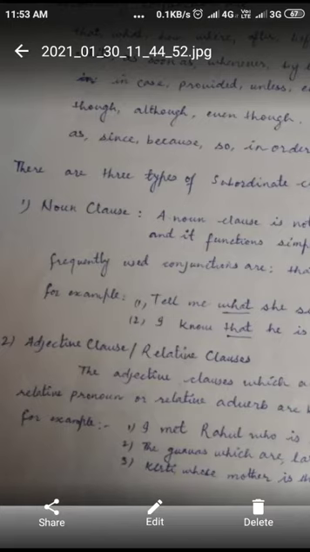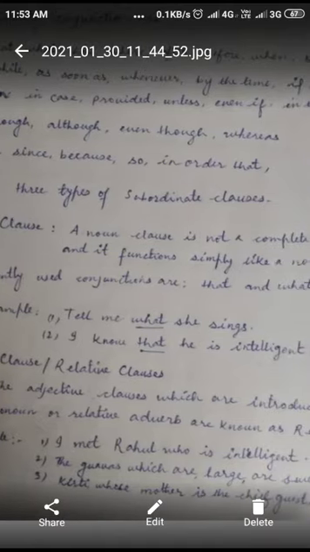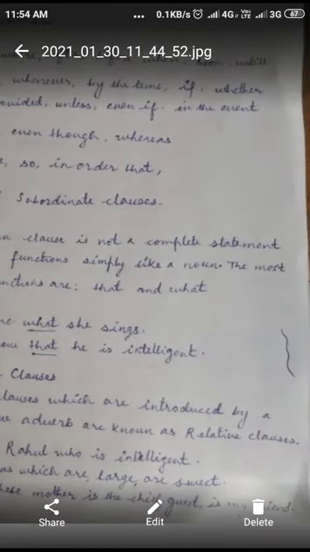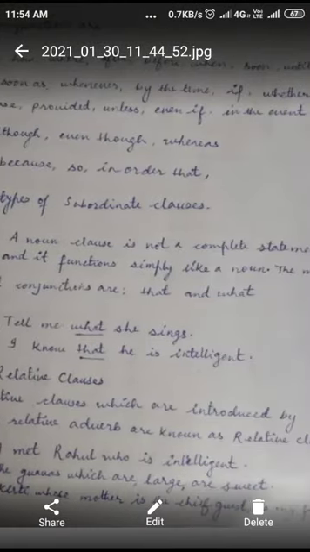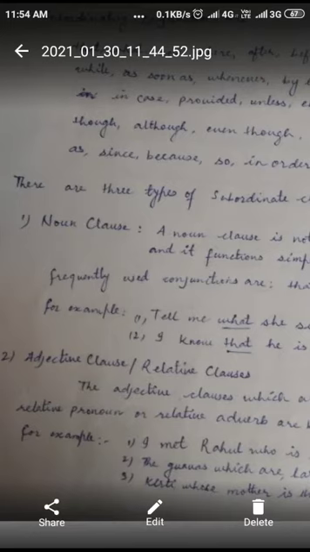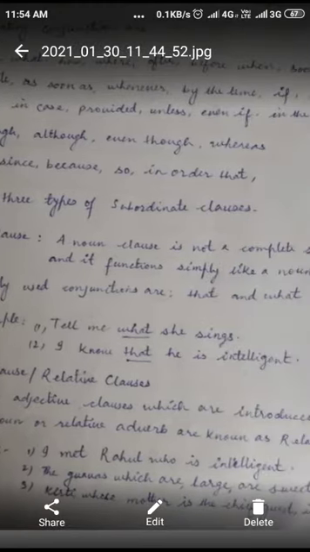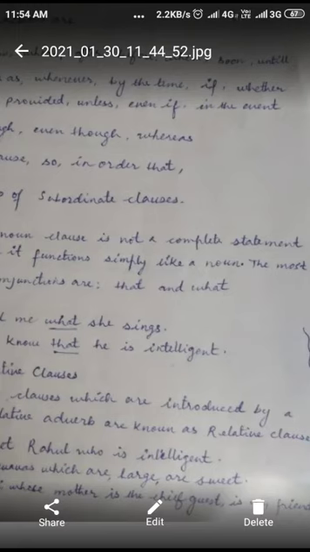Let's discuss noun clause. Noun clause होता क्या है? A noun clause is not a complete statement. Noun clause complete statement नहीं होता and it functions simply like a noun. The most frequently used conjunctions are that and what. That and what are conjunctions which are used in noun clause. That and what आता है तो इसे पहचानेंगे noun clause है.